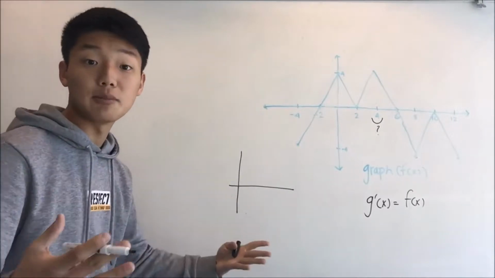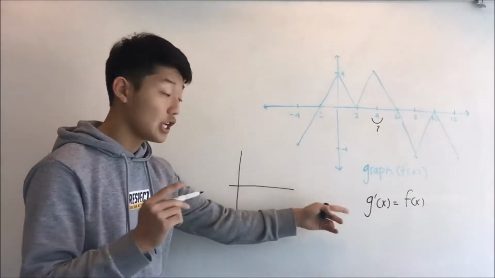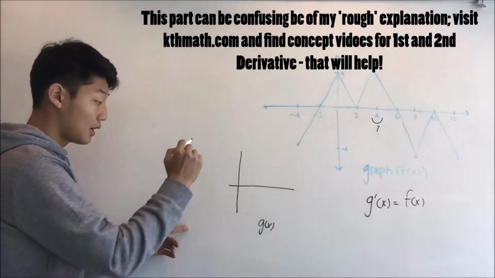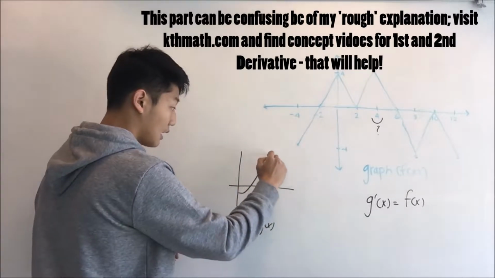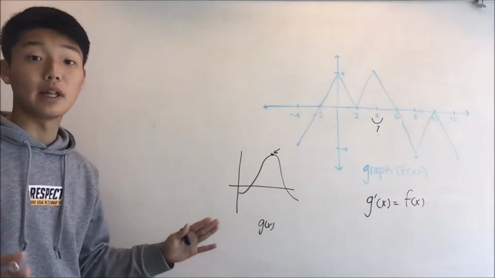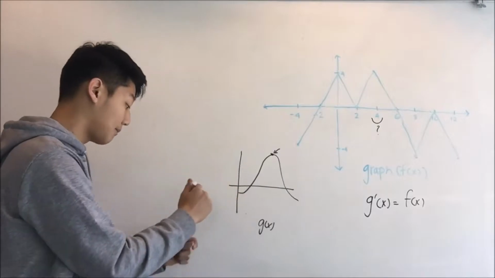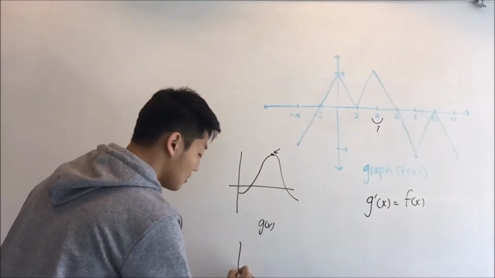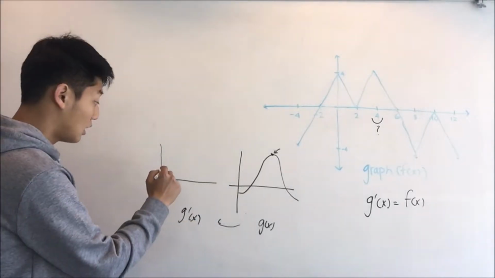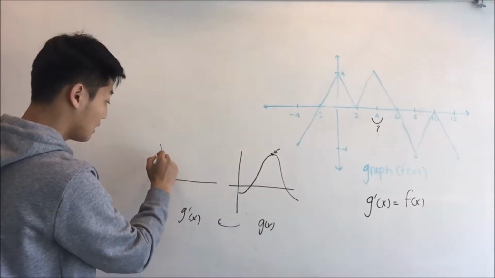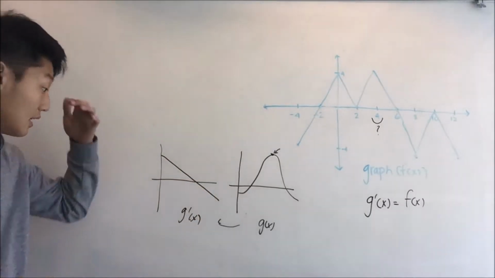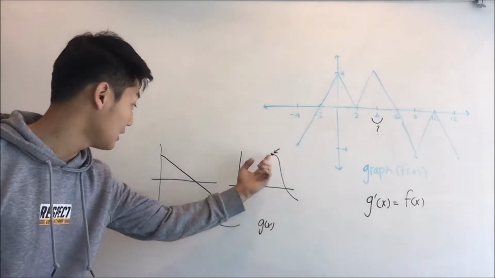I'm just drawing a random graph, g of x. If it is like this, its maximum point is called a relative max. And when we look at g prime x, this will look like, let me see, increasing and decreasing. Because right now from here to here it's increasing.